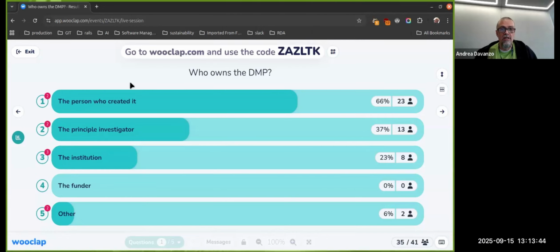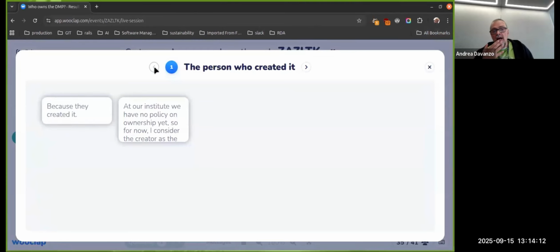Right. So, let's have a look at the result. 66% for the person who created. We have some comments. We are going to have a look very quickly. 37% the principal investigator, 23% the institution, 0% the founder, something that was expected, so I'm not surprised. 2%, and we have a 6% for others. So let's have a look at the comments.